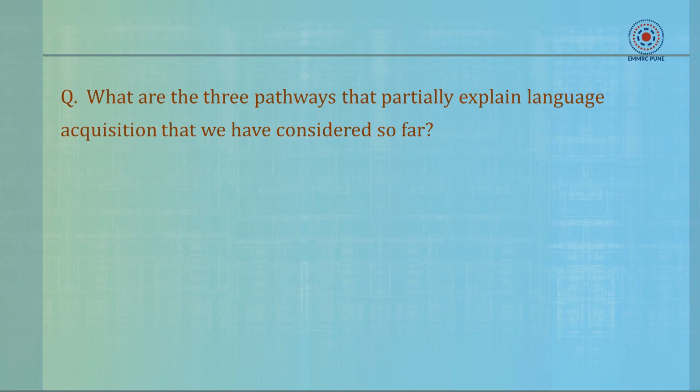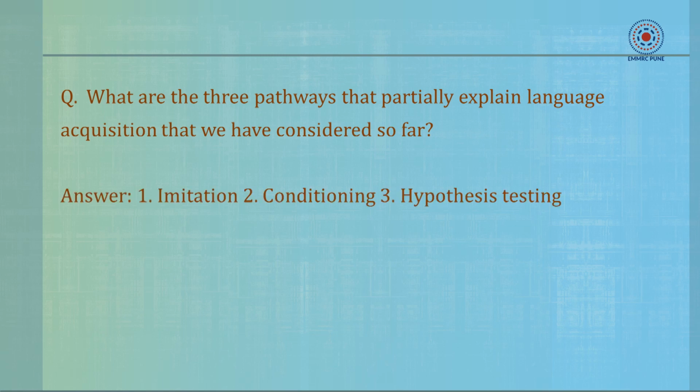At this point, let us take a small break and try to answer this question. What are the 3 pathways that partially explain language acquisition that we have considered so far? Now the answer is imitation, conditioning and hypothesis testing.